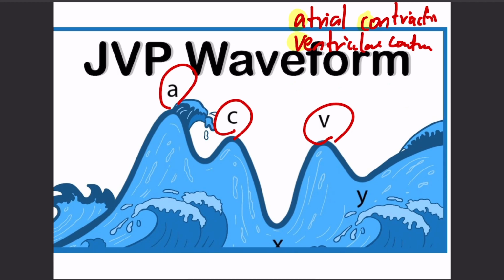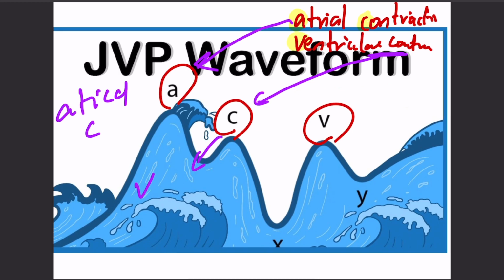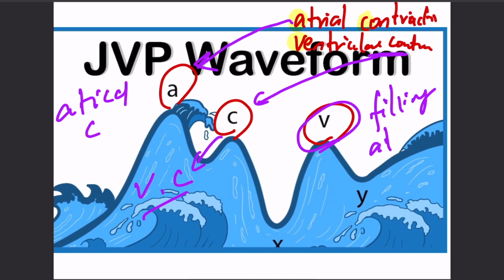That's why I included this image. A is atrial contraction. Remember this. C is ventricular contraction. And what is V? V is filling. When the atrium is filling, at that time it happens. So do not get confused. A is atrial contraction, C is ventricular contraction. If you remember this, most of the JVP waveform nomenclature questions you can crack.